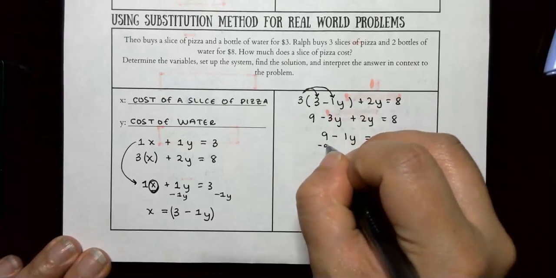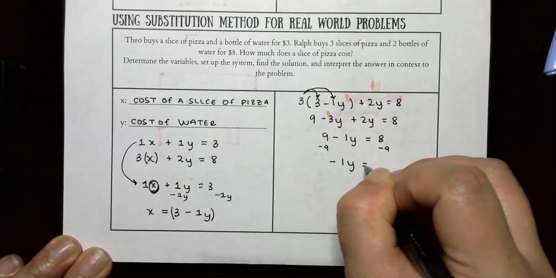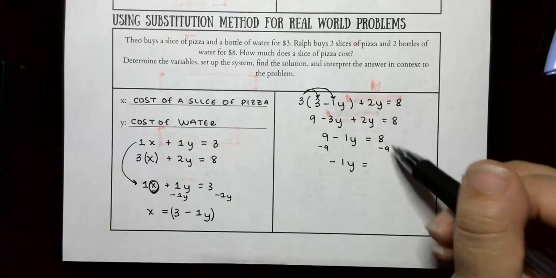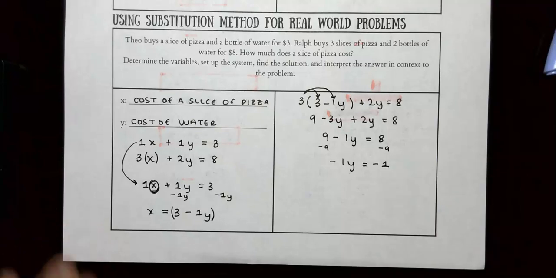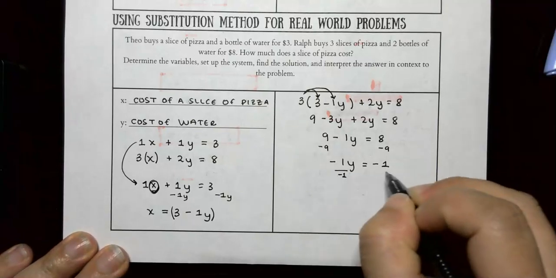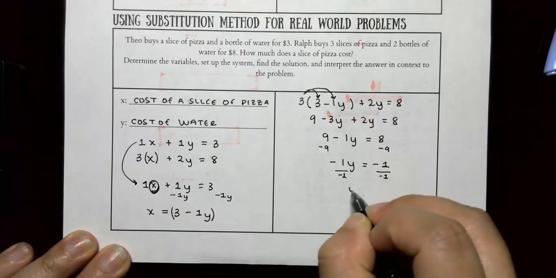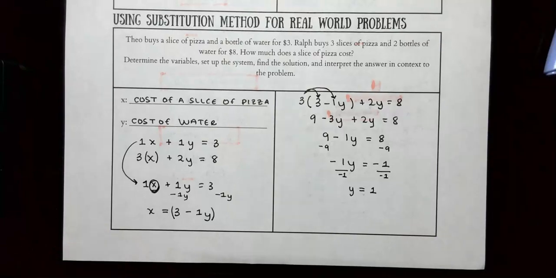Let's subtract 9 from both sides. And we get negative 1y is equal to negative 1. Let's divide both sides by negative 1. And so that tells me y is equal to positive 1.